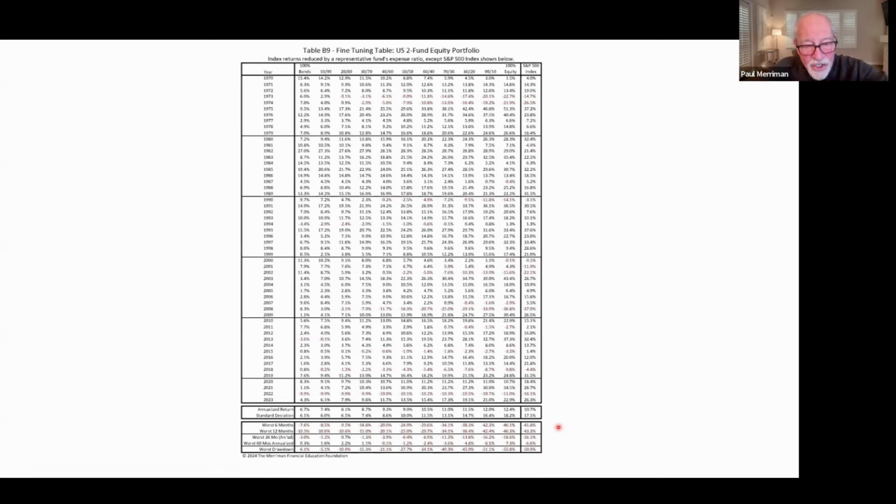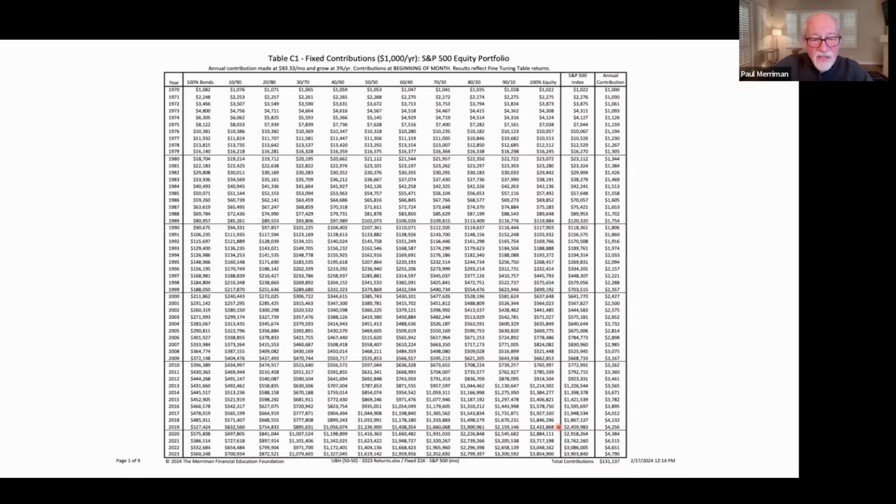But here's what I want to show you. Once you get this relationship here with the fine-tuning tables between return and risk, then you can convert that to the implications to this contribution over some 54 years. Because here's what I want you to see. At the end of that 54-year period with no equities, $560,000. With 10% equities, 701,000.